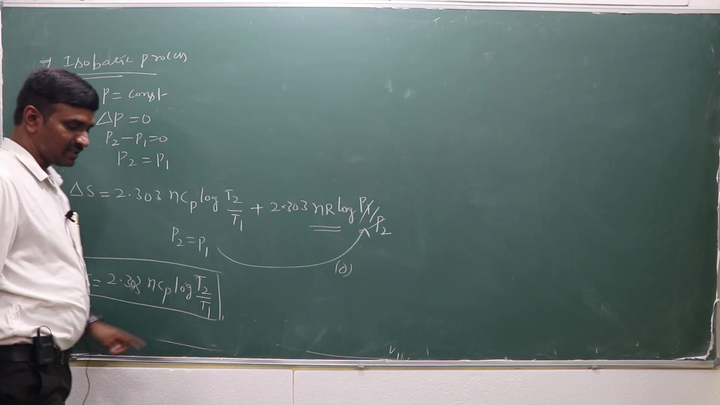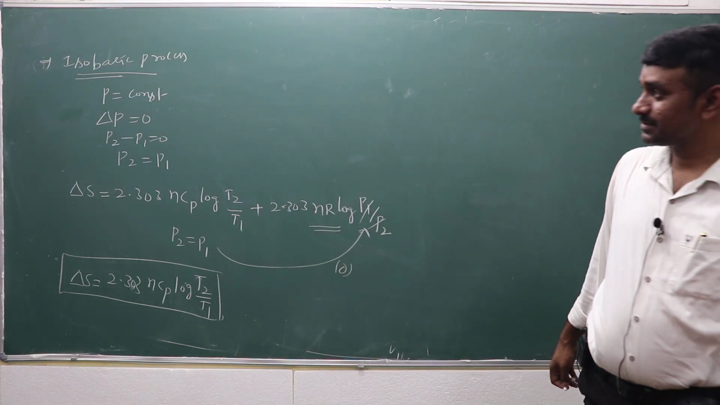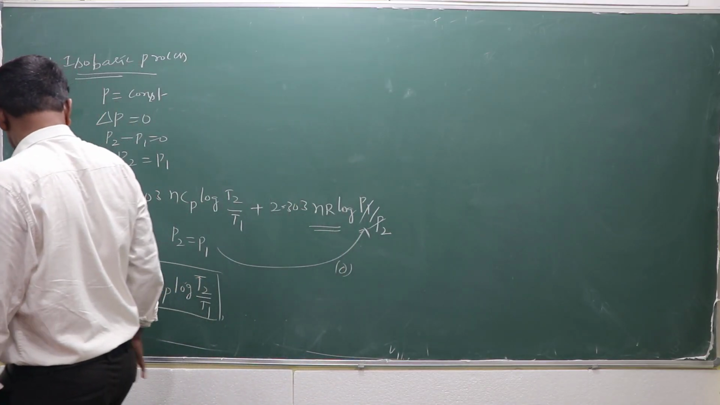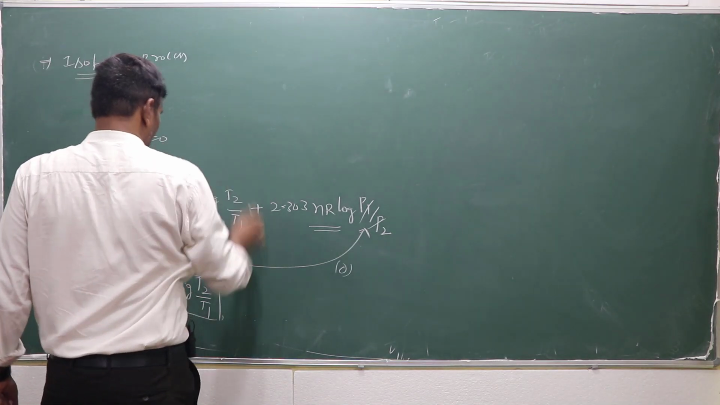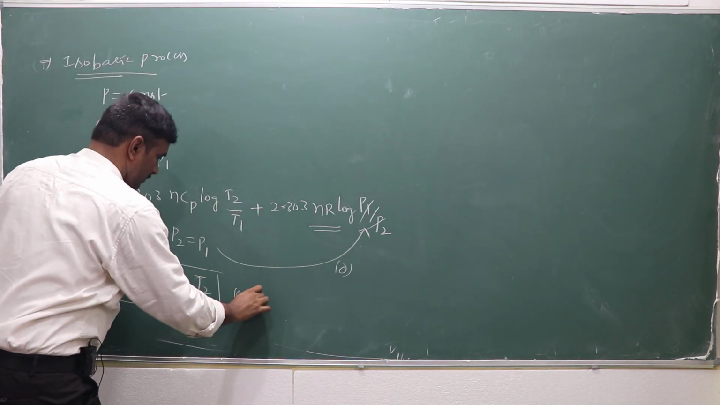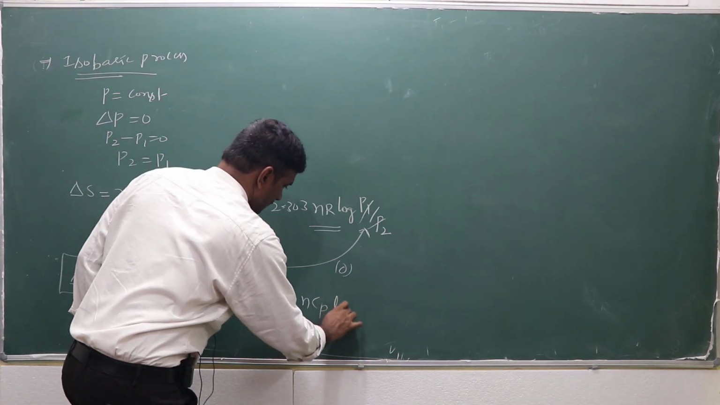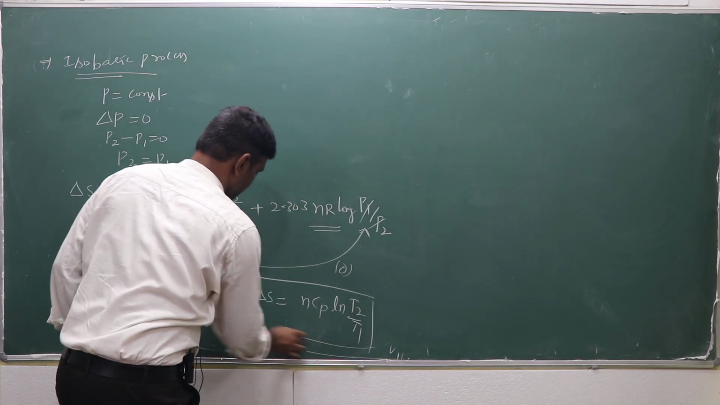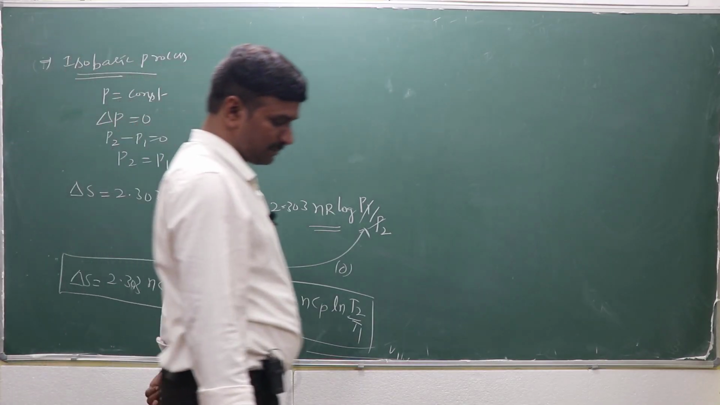From the examination point of view, if the process is isobaric, what is the change in entropy? If T2 is given, T1 is given, and n, the number of moles, is given, and Cp is given, then you can use the formula delta S is equal to nCp ln T2 by T1. Instead of 2.303 log, we can write ln, the base e.